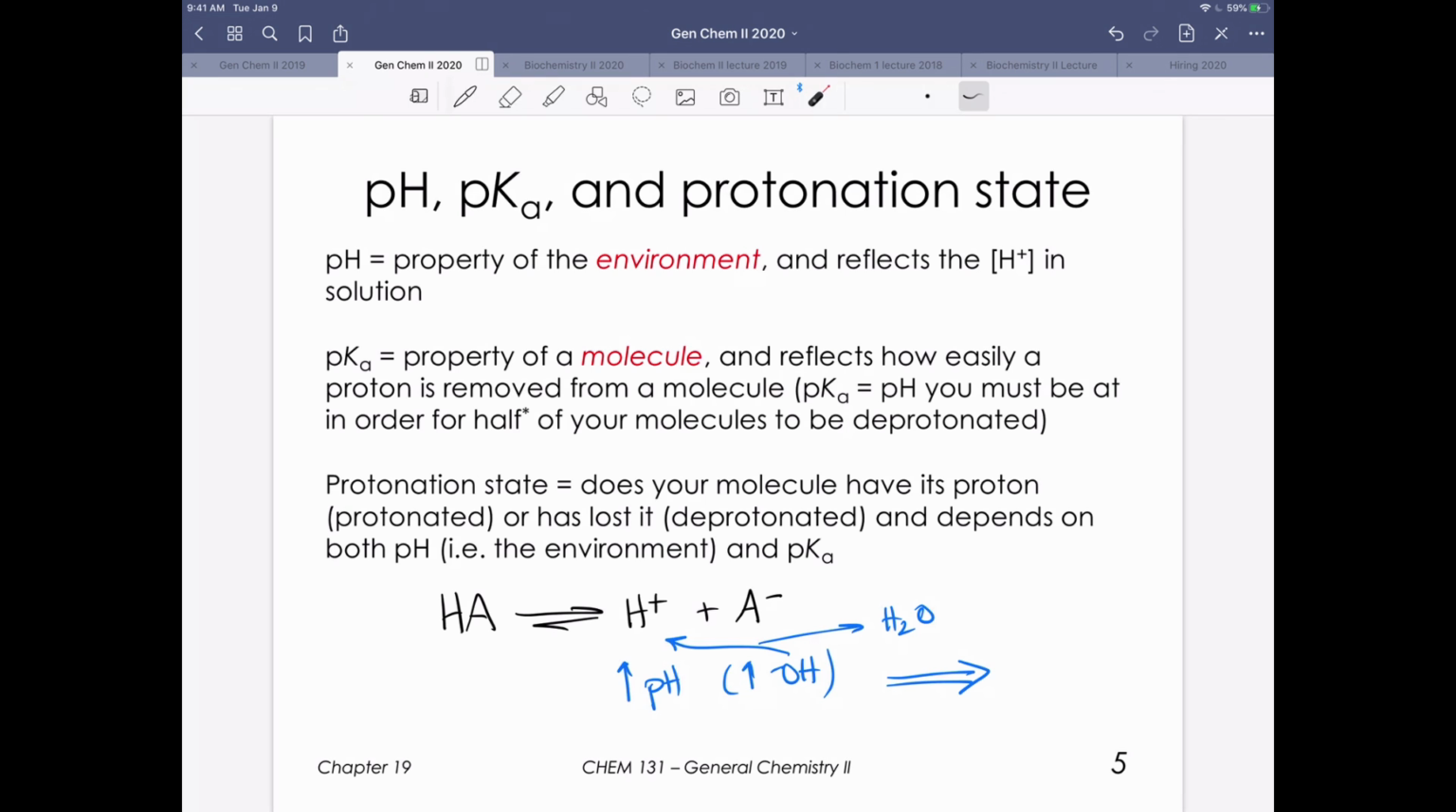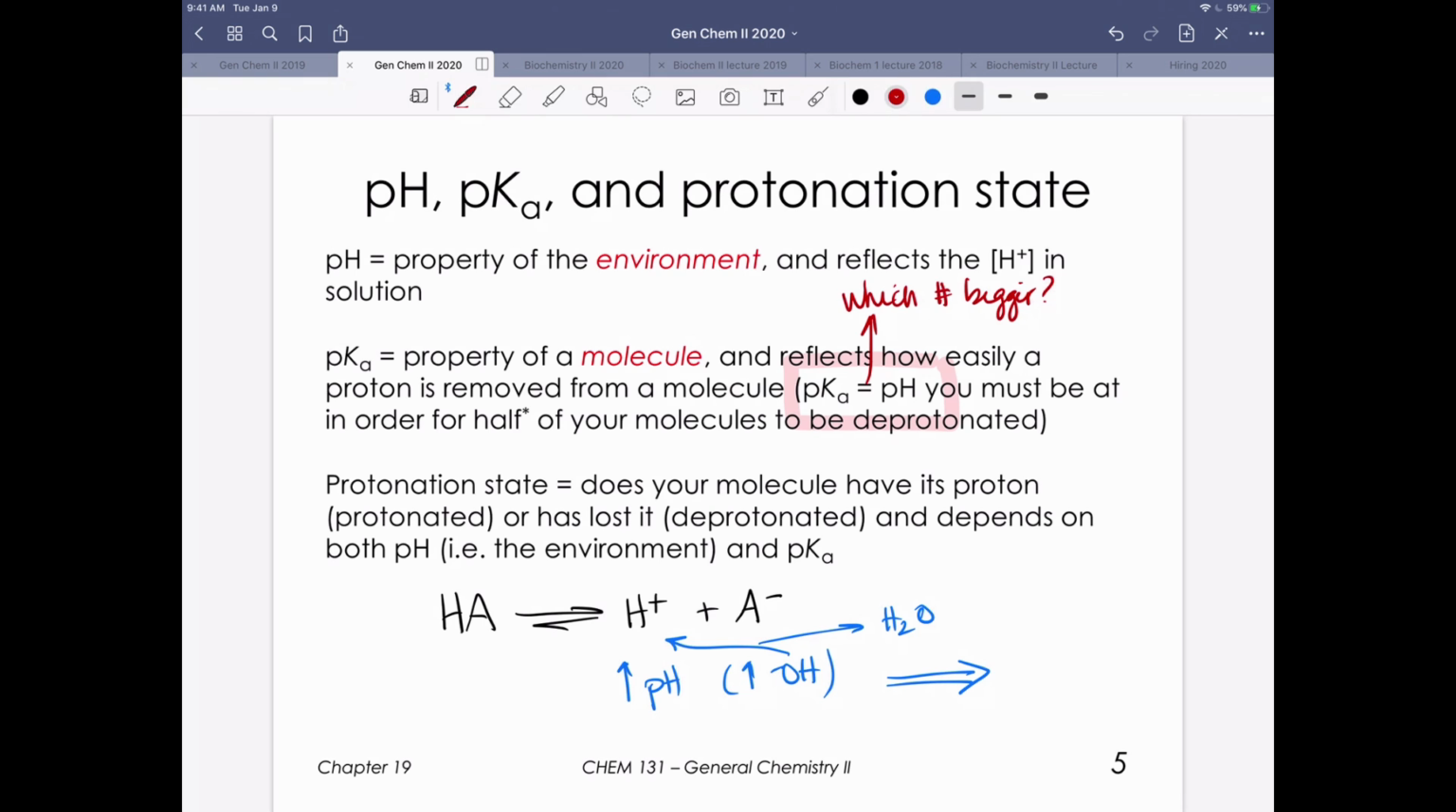Okay, so let me put this in a practical context and the kinds of things you're likely to see on an exam question. I'm going to ask you for a certain molecule, is the molecule protonated or deprotonated at a specific pH? So all you need to be able to do is compare pH and pKa and ask the question, which number is bigger? If pH is bigger, that means the environment wins. It's going to take the proton from the molecule, and the molecule will be deprotonated.